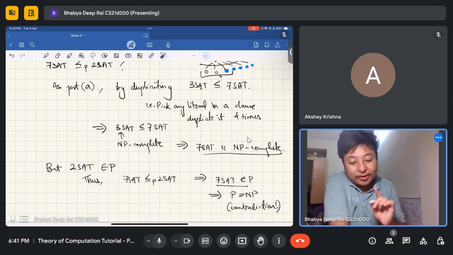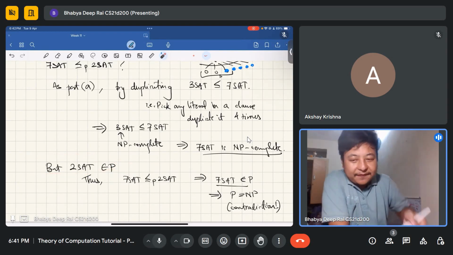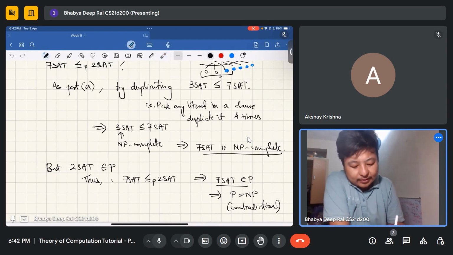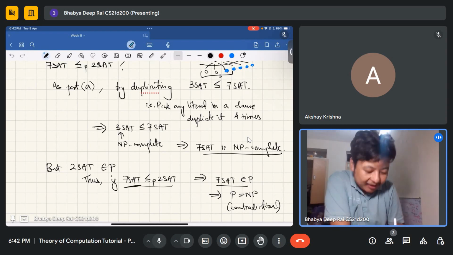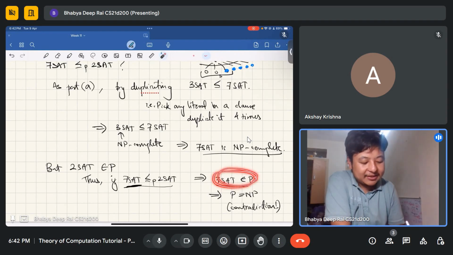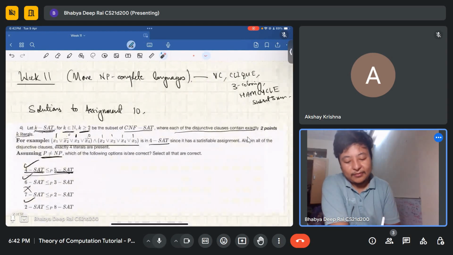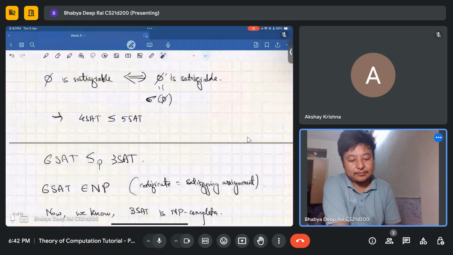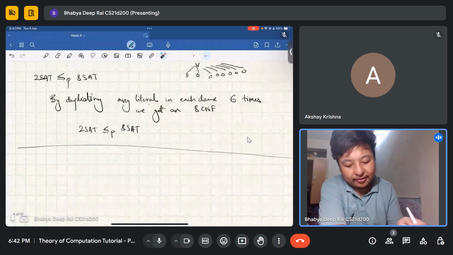But we know from the lectures that 2-SAT is in P. If 7-SAT reduced to 2-SAT, it would mean that an NP-complete language is in P. If an NP-complete language, the hardest kind of NP language, is in P, then it would mean that P is equal to NP, which is a contradiction, because we were assuming that P is not equal to NP. So this duplicating argument will actually hold here also.